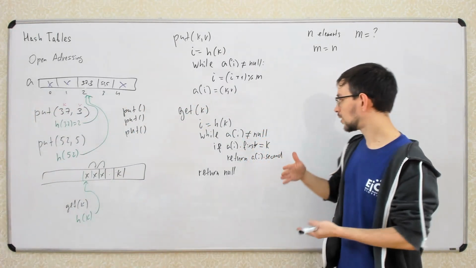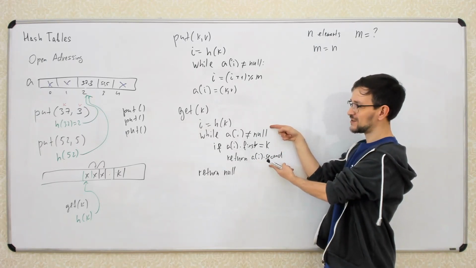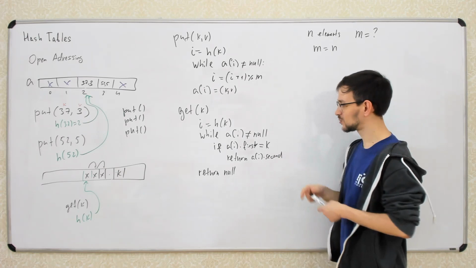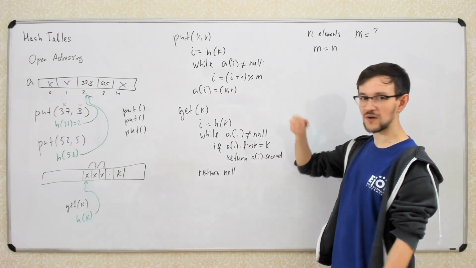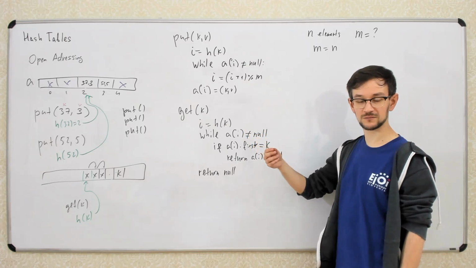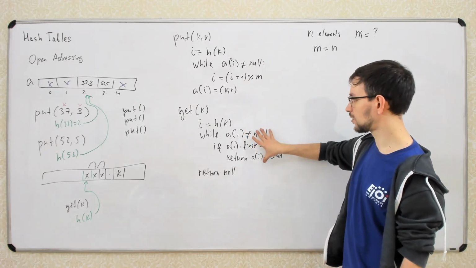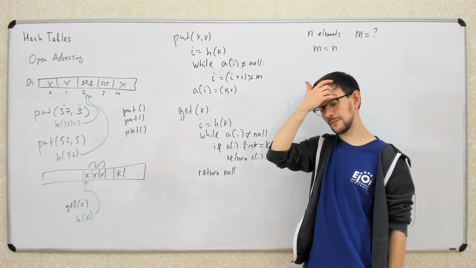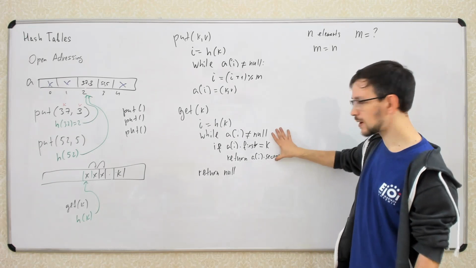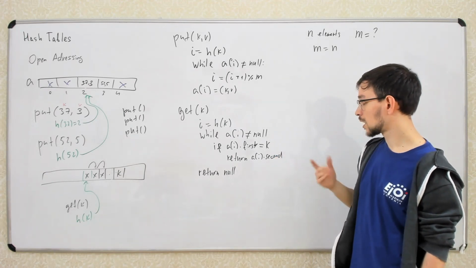Now, what will this while do if all cells are occupied? It will work infinitely, because you start with some cell and you try to find the closest empty cell, and you can't find this empty cell. So if you call this get operation with some key which is not in your hash table, then this while will work infinitely. So your program just hangs up.